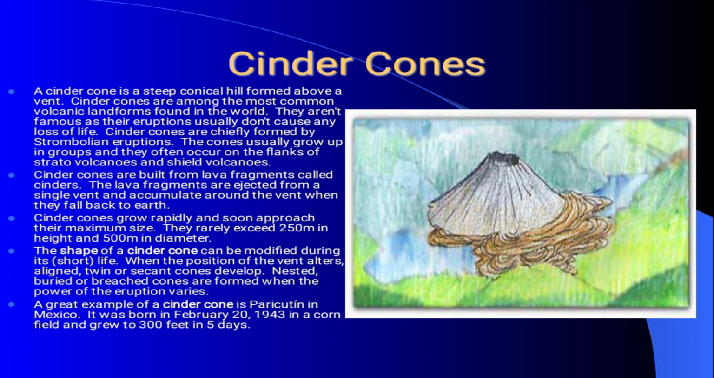Aligned twin or secant cones develop. Nested, buried, or bridge cones are formed when the power of the eruption varies. A great example of a cinder cone is Paricutin in Mexico. It was born on February 20, 1943, in a corn field and grew to 300 feet in 5 days.